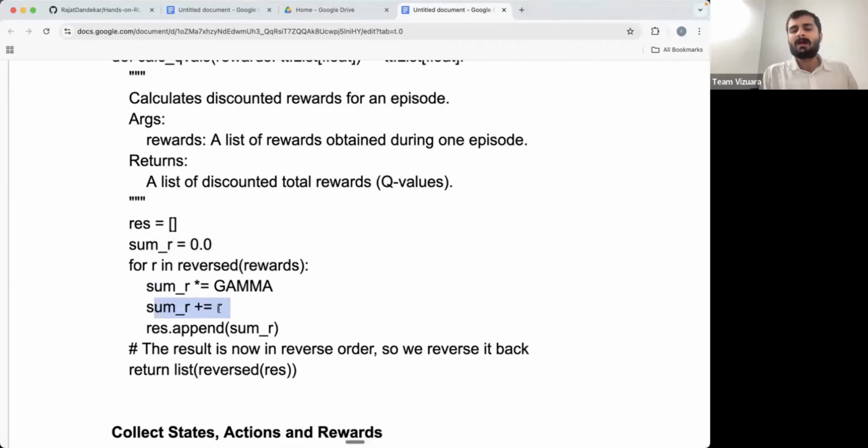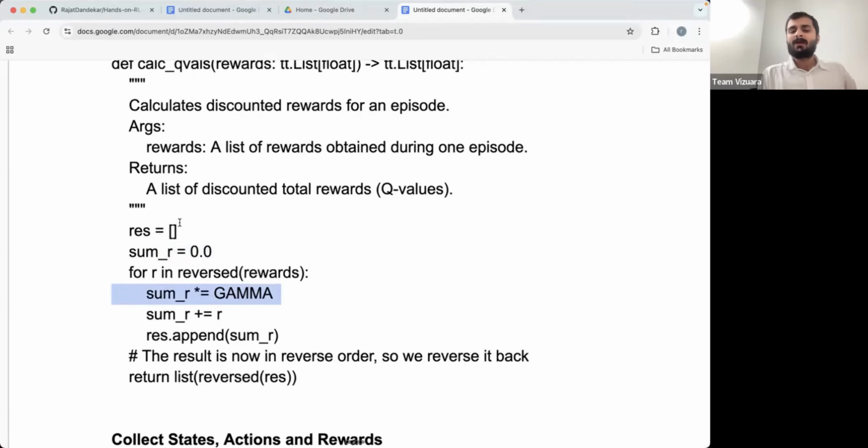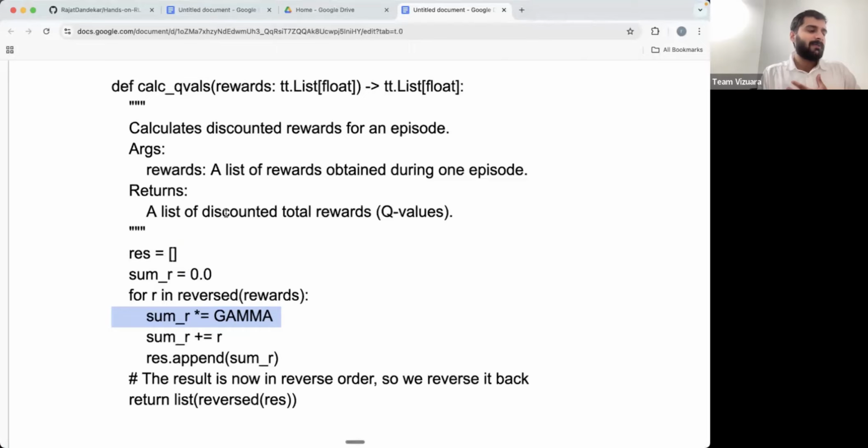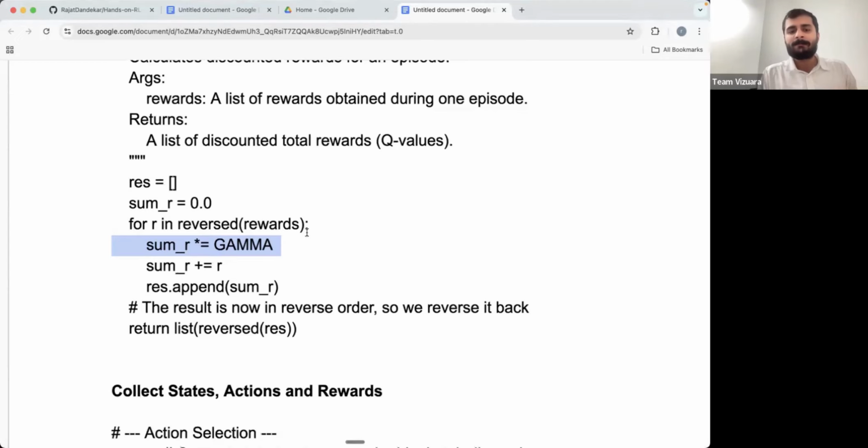So r is just the last reward, which was r5 in the last example. And then the previous will be r4 plus gamma times r5, and this gamma is multiplied here. So what this entire code ensures is that the Q values are properly calculated and stored in an array, which we will be using later for estimating or calculating the gradient of the performance measure.